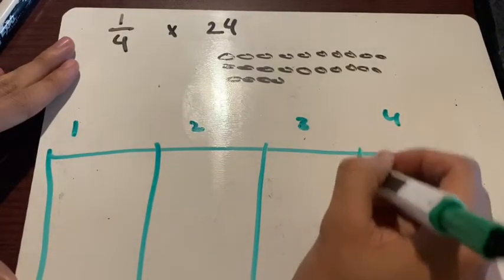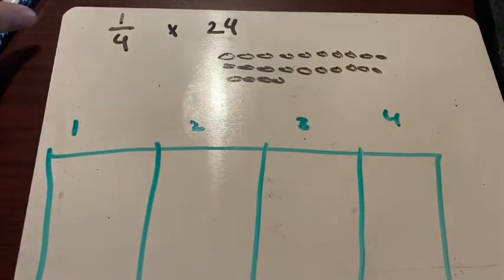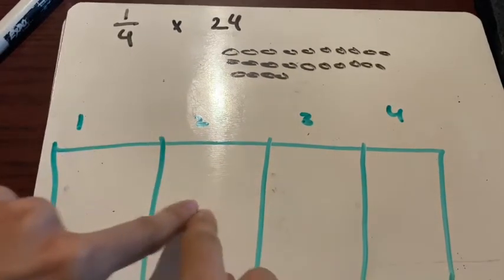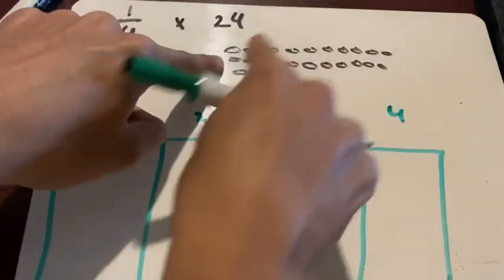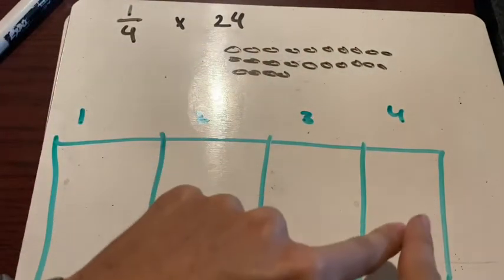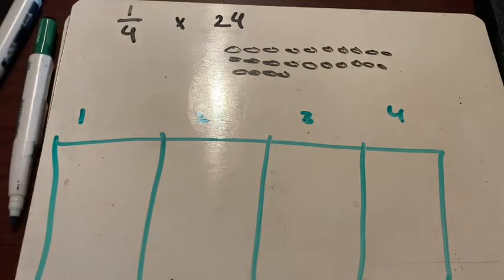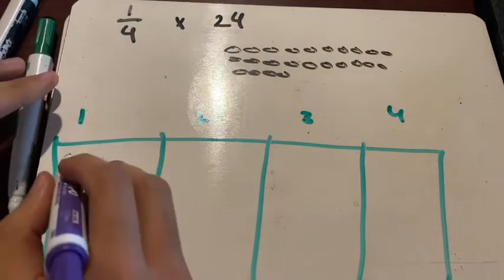One, 2, 3, 4. How many can go in each row so that they're all the same? I have 24 circles. I need to divide that up into 4 groups. So I'm going to have 6 in each row.